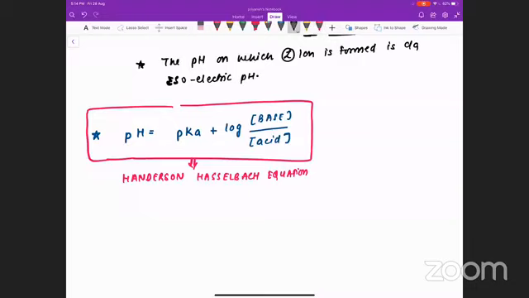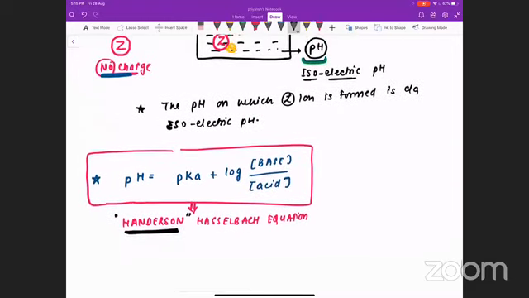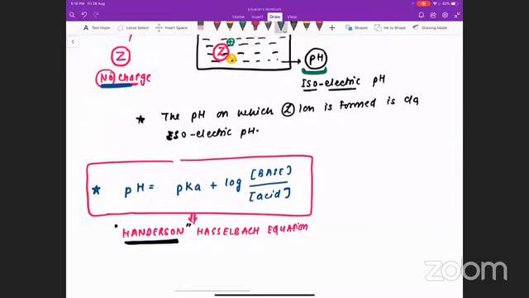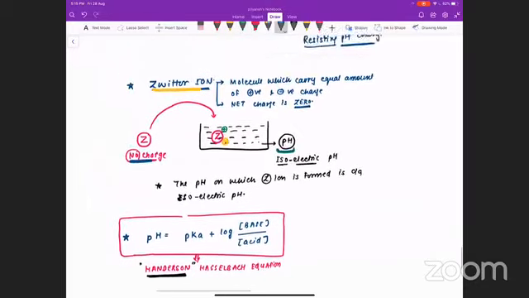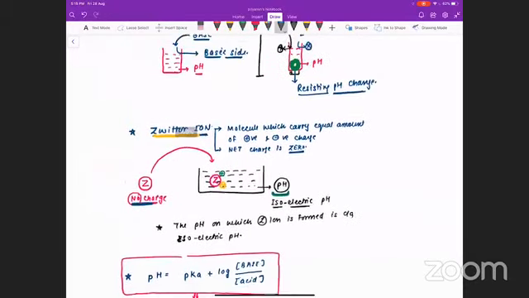So what they can ask is which formula is used to calculate the pH, and they will give this name, Henderson-Hasselbalch. So to calculate the pH, Henderson equation is used. So this was the general concept regarding the buffer capacity and Zwitter ion.